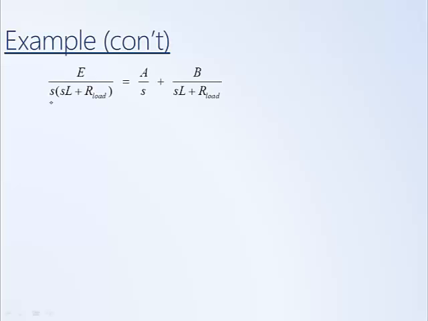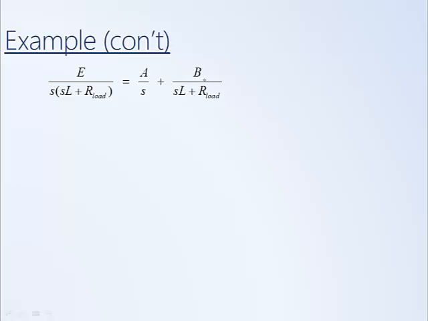So here we have two terms in the denominator. We can split them into two different terms, one for the S and one for the quantity SL plus R load. And so at this point what we want to do is, in essence, solve for A and B. And the way that we're going to do that by hand is just doing some algebra.